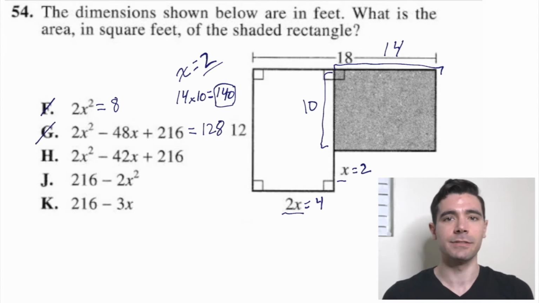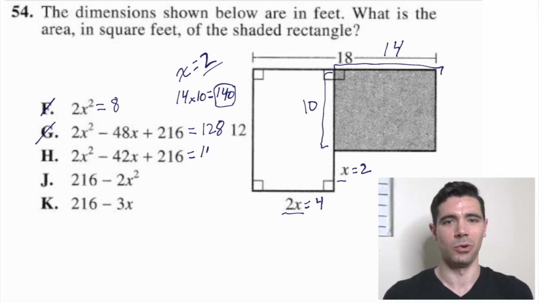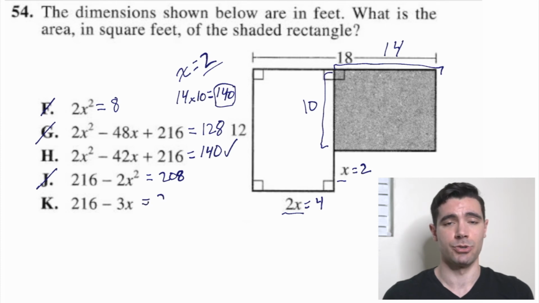H. We have 8 minus 42 times 2 plus 216 equals 140. Cool. All right. Well, let's go through and make sure that's the only one that gives us 140, because maybe we just happened to pick a funky number that worked for more than one answer choice. J. 216 minus 8. So that's 208. No. And then K gives us 216 minus 3 times 2 is 6, so 210. All right, the answer is H.